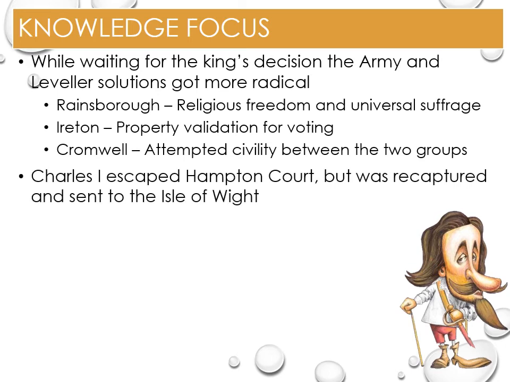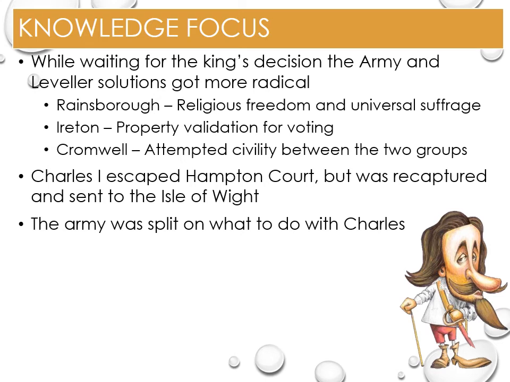The debates and disagreements ended when Charles managed to escape to Hampton Court. He was recaptured and sent to Carisbrooke Castle on the Isle of Wight. The army was divided on what to do with Charles. By December 1647, a settlement still had not been reached.